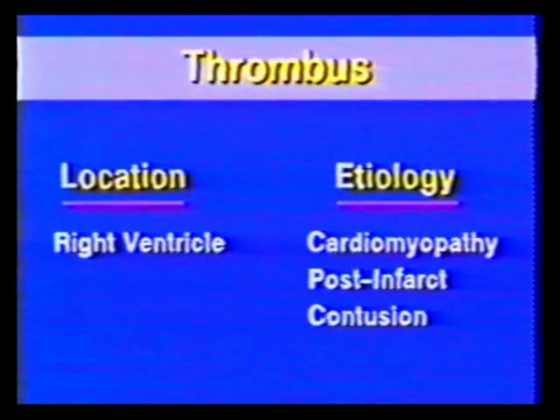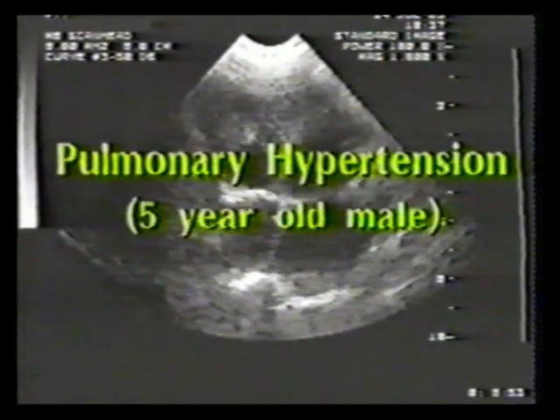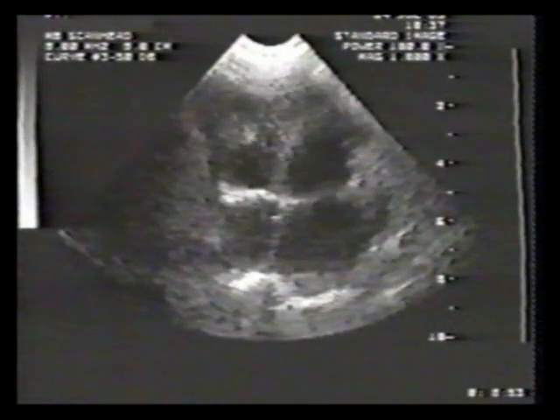The most frequent etiologies for right ventricular thrombus include cardiomyopathy and its low output state, post-infarction, and the unique subgroup of cardiac contusion. An example of right ventricular thrombus is shown in this 5-year-old male with severe pulmonary hypertension.